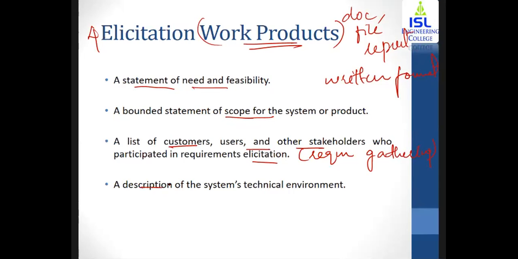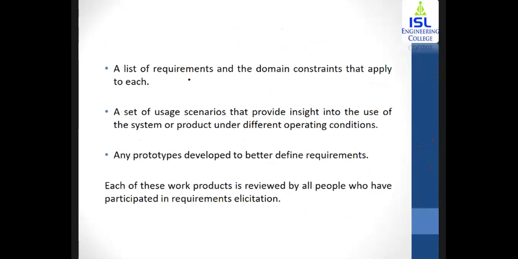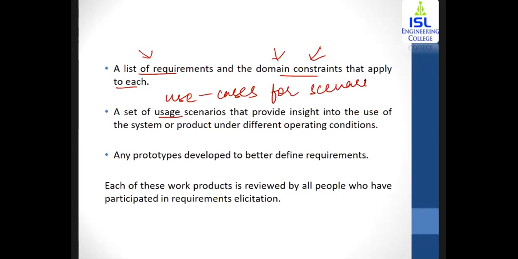Then a description of the system's technical environment. You can have the hardware and the software specifications. Then a list of requirements and the domain constraints that apply to it. That is, you're going to have a different set of requirements for each and every domain, and different constraints, the limitations. Then a set of usage scenarios, the different use case diagrams for each and every scenario. Use cases you're going to design for different scenarios.